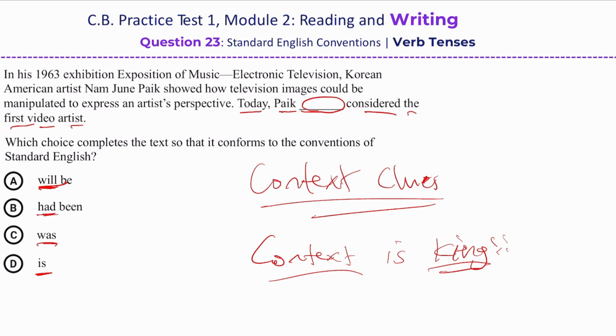It wouldn't make any logical sense to say today he was considered, because you're like, what? Because it's happened today, right? So shouldn't you use a present tense verb? And then you say today he will be considered. In this context, that doesn't make any sense, because when you say today he will be considered the first video artist, it's like he's going to get some sort of award or presentation on TV that's going to grant him the first video artist award. It's kind of weird, right? Doesn't make logical sense. So you know that the answer choice that's going to be the most logical based off of the context clues is going to be the present tense.